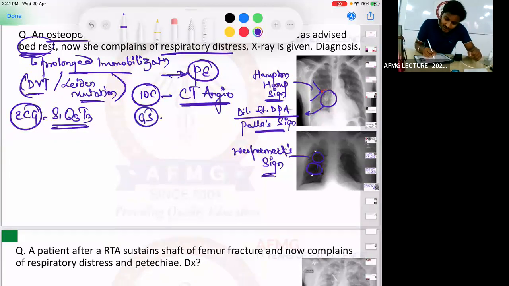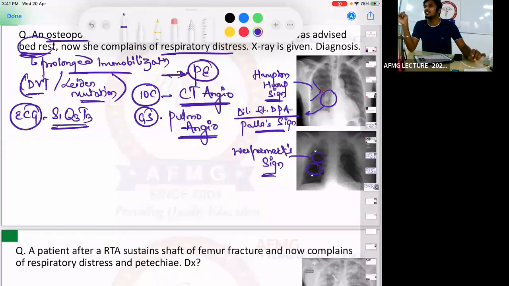Gold standard investigation is pulmonary angiography. Pulmonary angiography is invasive, therefore it is the best or gold standard technique. But the investigation of choice would be CT angiography.